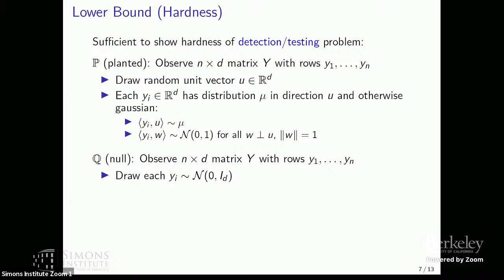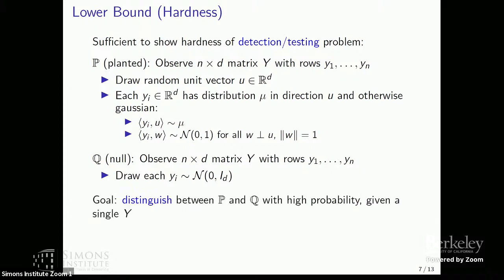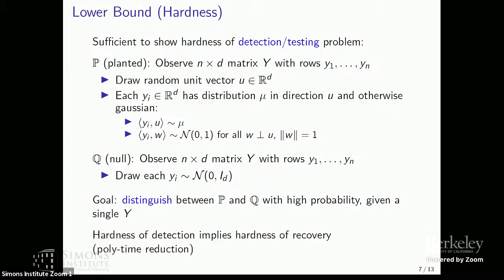So this is the same exact distribution from before. This is what we call planted. And then we're going to compare that to a null distribution where the whole basis is IID Gaussian with no special planted vector. The goal is now that I give you a sample, this matrix Y that comes from one of the two distributions, and you just have to tell me which one it was. And it turns out you can show that if this detection problem is indeed hard, then this implies that it's also hard to recover the vector V. Hopefully this is quite intuitive and can be formalized by a polytime reduction, but I won't get into this.